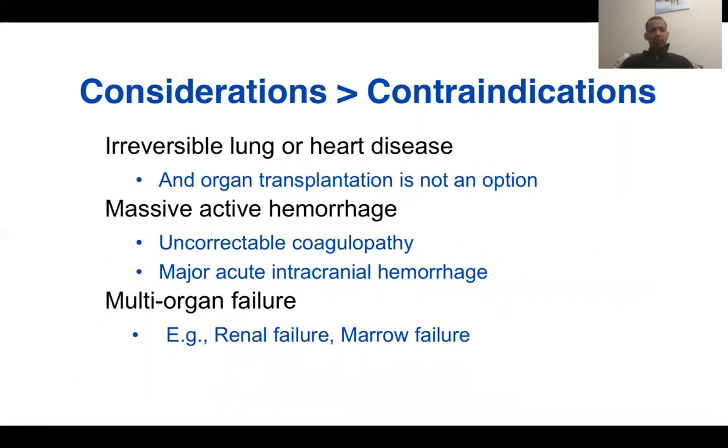Considerations have to be considered in the context of contraindications. So irreversible lung or heart disease where organ transplantation is not an option, then there's no role for it, right? And massive active hemorrhage, uncorrectable coagulopathy, because ECMO by itself will make you likely to bleed, major active acute intracranial hemorrhage, and multi-organ failure, renal failure, marrow failure examples.